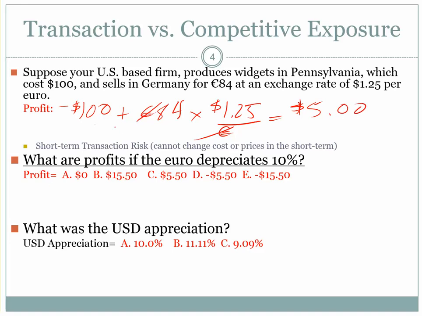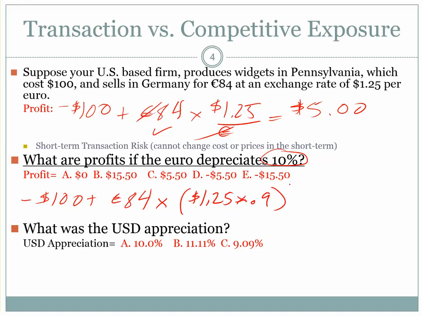Now, what if by the time you sold the widget and invoiced your customer for 84 euros, the euro were to depreciate by 10%? Well, then I'd still have a cost of 100. I still quoted a price of 84 euros, so I'm going to invoice them for 84 euros. However, the exchange rate is not 1.25. It goes down by 10%, so I'm going to multiply times 0.9. That gives me an exchange rate of $1.125 per euro.